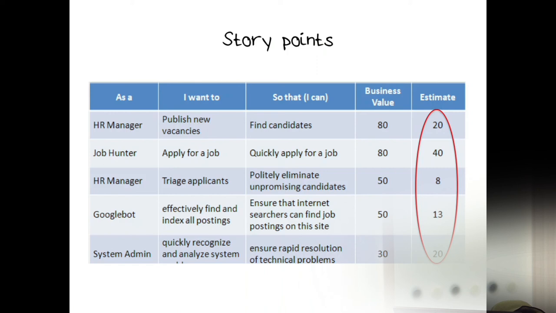If we look at the second story, as a job hunter, I want to apply for a job so that I can quickly apply for a job. The estimate of that is 40. And this means the team has put this estimate there, and I'll tell you how to get to it. What this says is only relevant together with that one. So this only says that the team thinks that implementing this story is about twice as much effort for the team as implementing the first story.